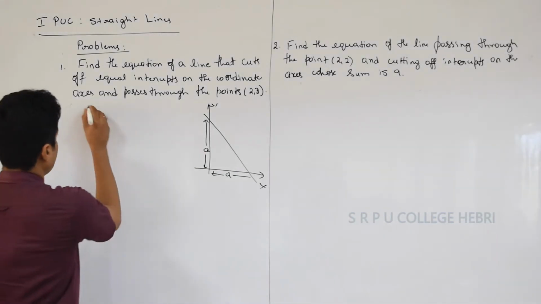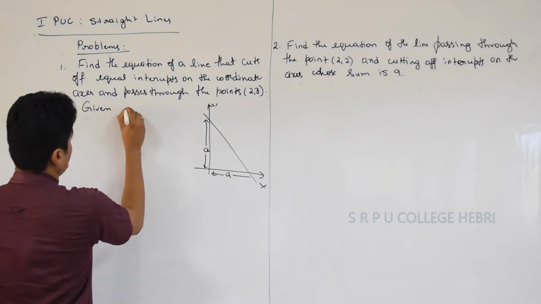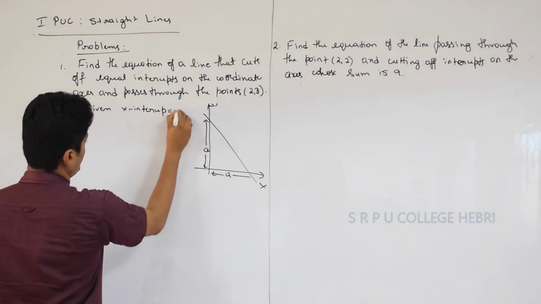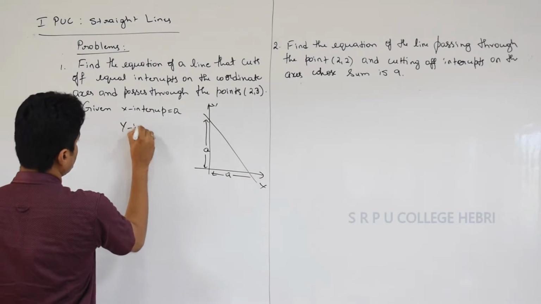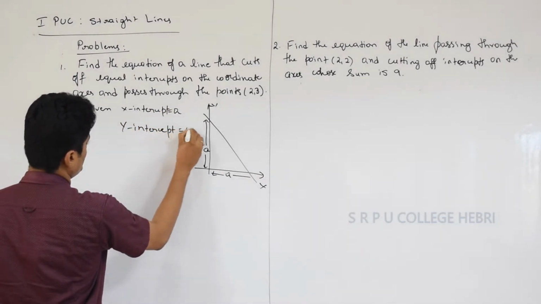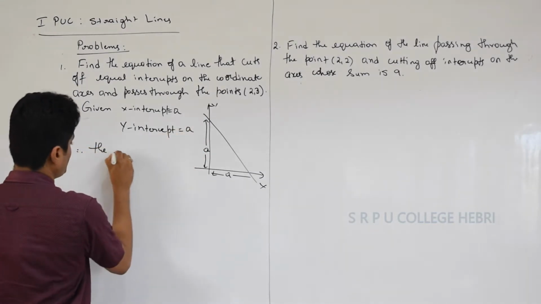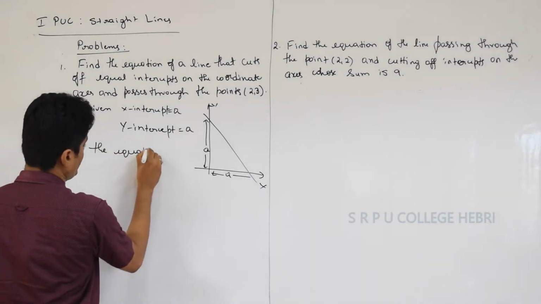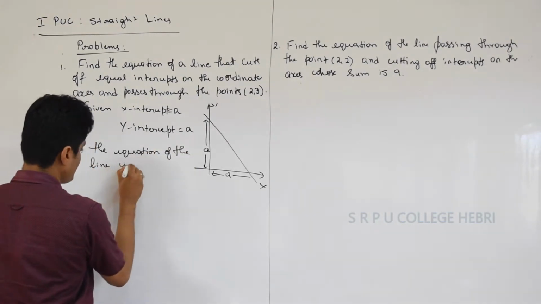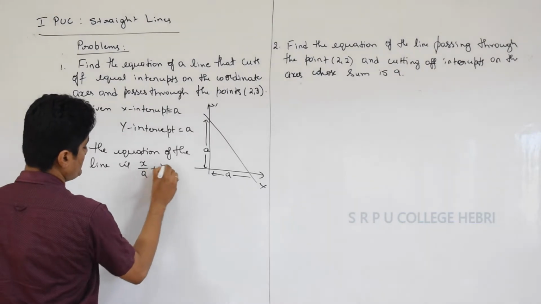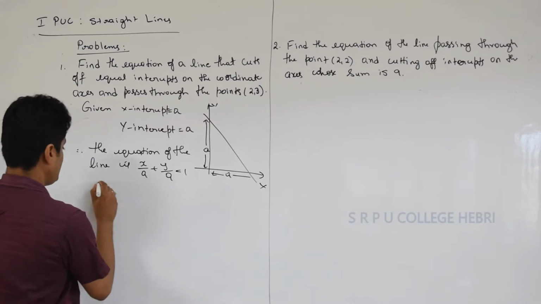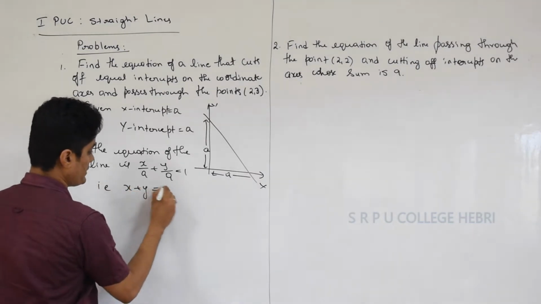Okay, so what is given? The given data is X intercept equal to a. Suppose I take Y intercept is also equal to a. Therefore, what is the equation of the line? Can you tell me? The equation of the line is x by a plus y by a equal to 1, because both are equal to a only. So that is x plus y is equal to a.